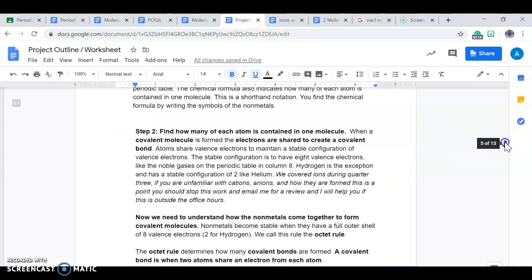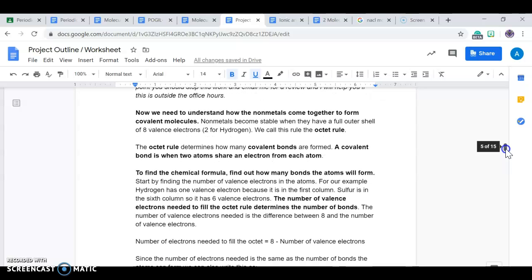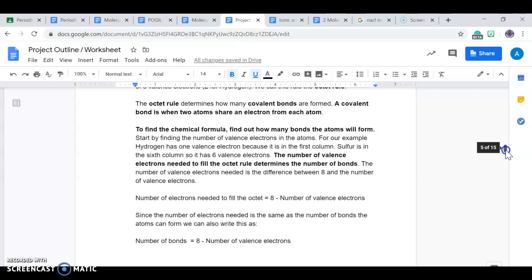All right, so I walk you through that process. I talk about the octet rule, which is the term for why atoms want to have 8 electrons. They don't gain the electrons, they share them. Don't confuse terminology from ionic molecules and covalent. They're different. Okay, so you figure out the number of electrons needed to fill.